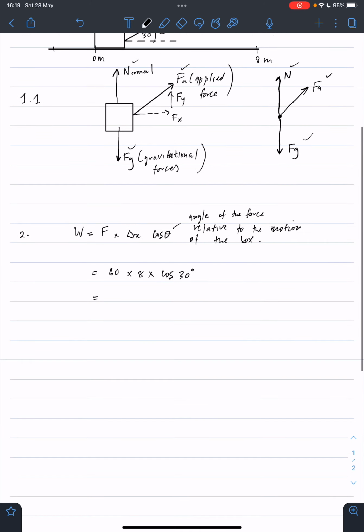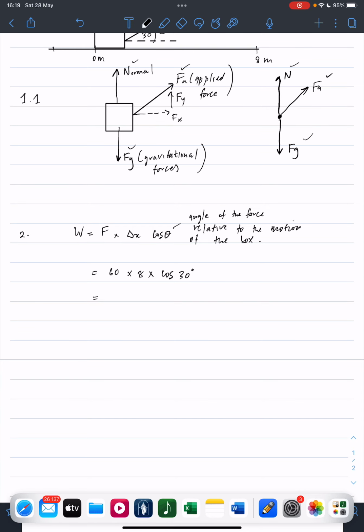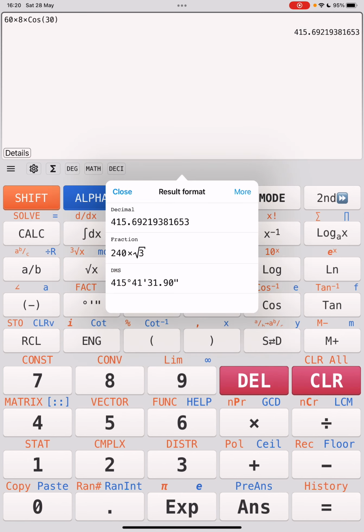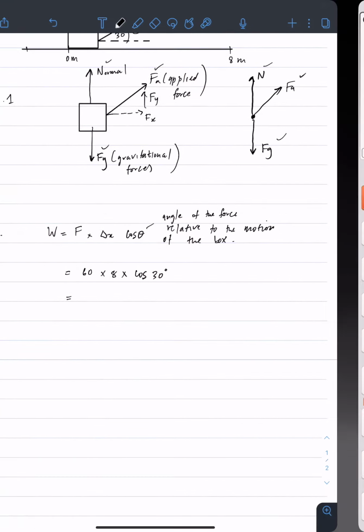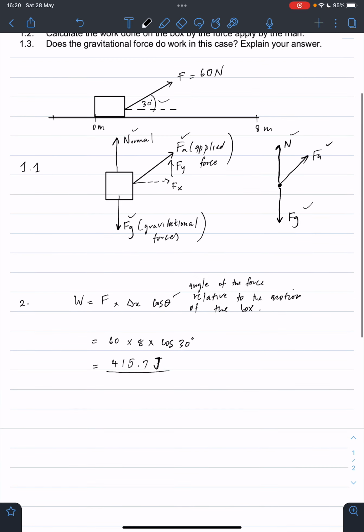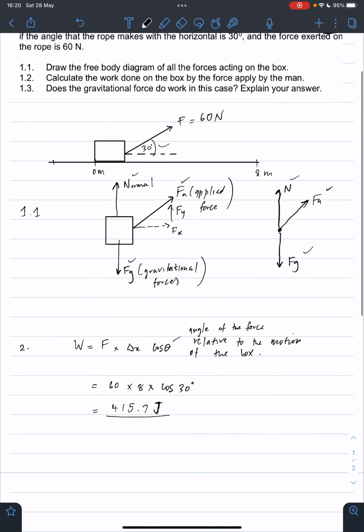Then you can just go over to your calculator. I've already done the sum here. So 60 times 8 times cos 30 equals 415.7. If we go back, it's 415.7 joules, because the unit of work done is the same as energy, which is measured in joules. So that's the amount of work done by this force in moving this box from the 0 mark to the 8 meter mark.